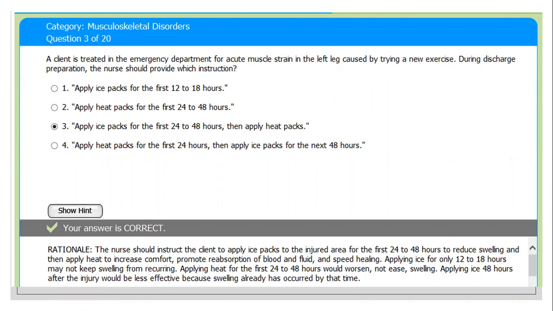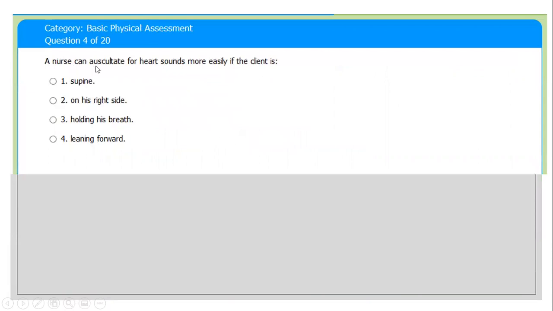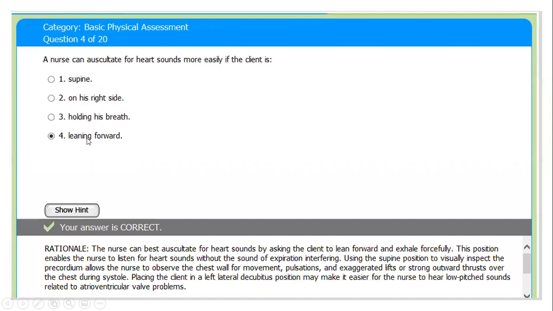Next question. A nurse is going to auscultate for heart sounds. During auscultation, what should be the best position for the patient to hear the sound? The examiner asks: a nurse can auscultate for heart sounds more easily if the client is supine, on his right side, holding his breath, or leaning forward. The correct answer is leaning forward.